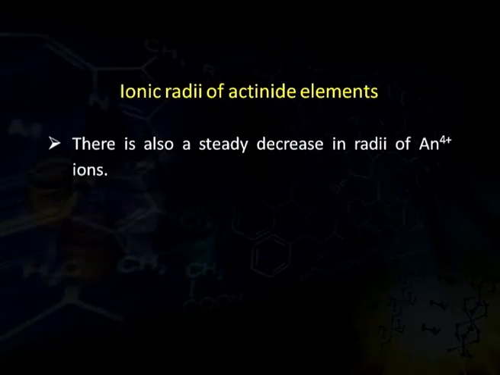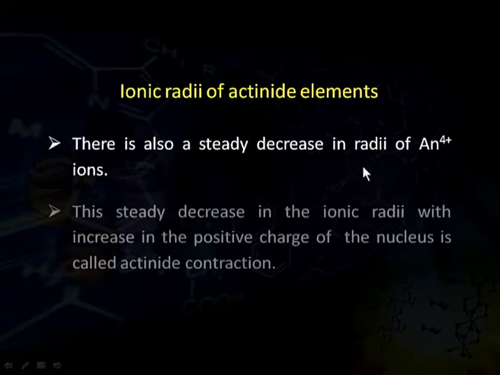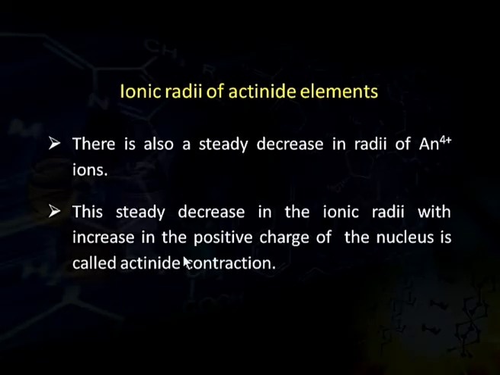A similar steady decrease in the ionic radii of actinides in the 4+ oxidation state has also been found. This steady decrease in ionic radii with increase in positive charge of the nucleus is called actinide contraction. This actinide contraction is the same as what was discussed previously for the lanthanides, the lanthanide contraction.